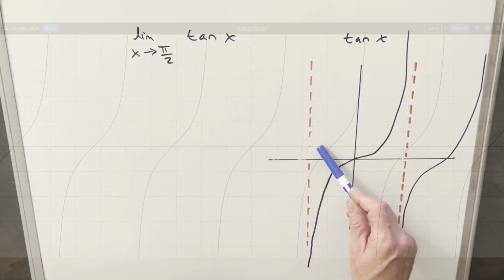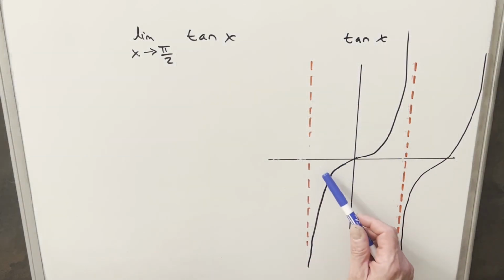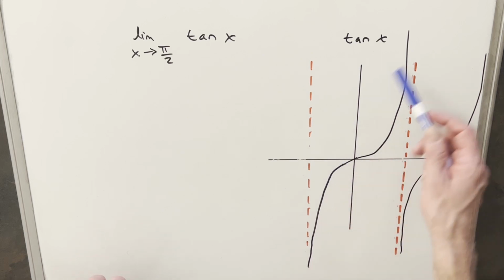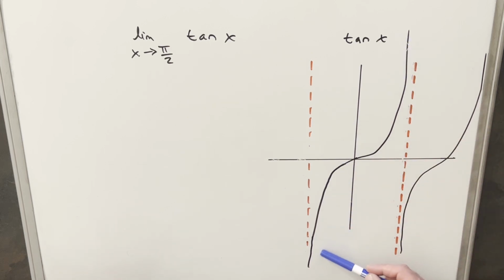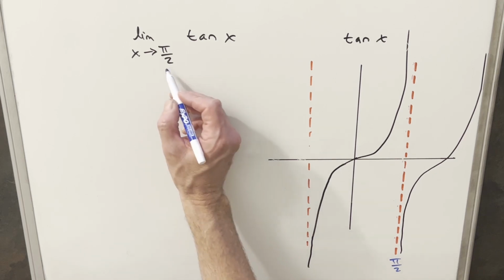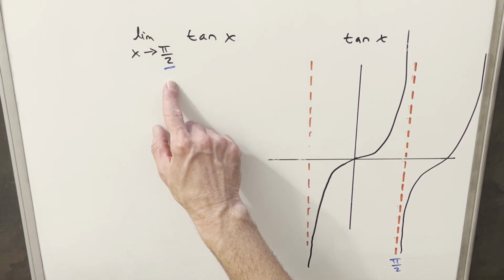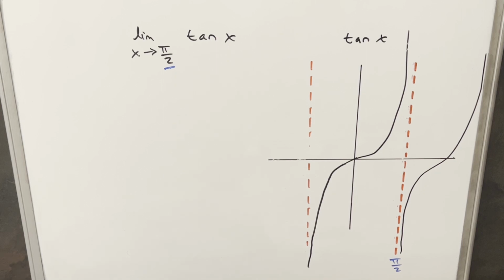And then in red here, you'll notice we have these vertical asymptotes. These are the problem points. This is where the graph's going off to either positive infinity or negative infinity. And it happens, one of these is right here. This point here is going to be at x equal pi over 2. And that's what we're looking for right here. They're asking us to find the limit as x approaches pi over 2.